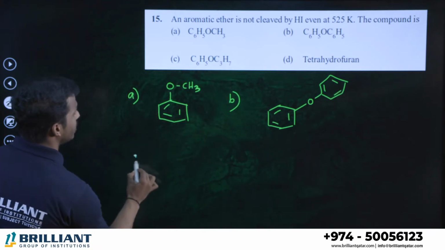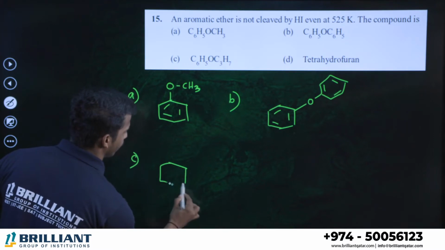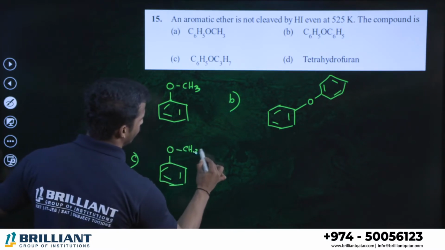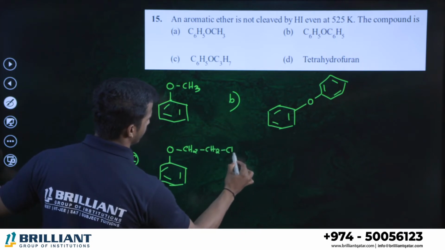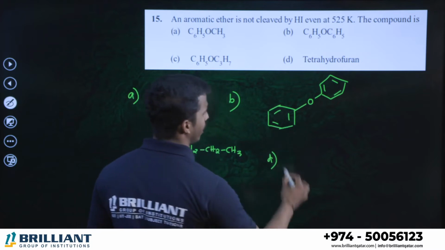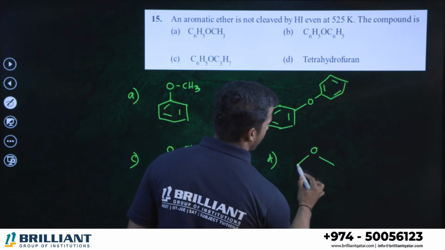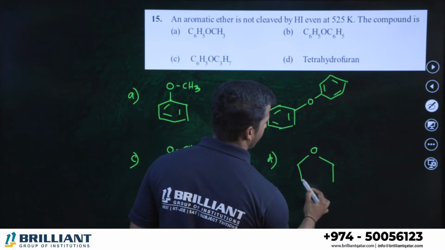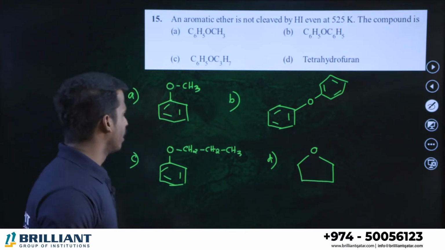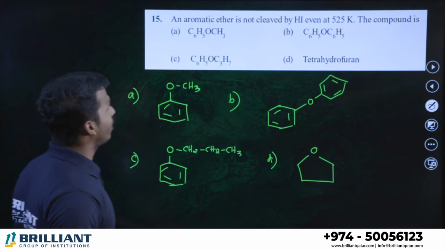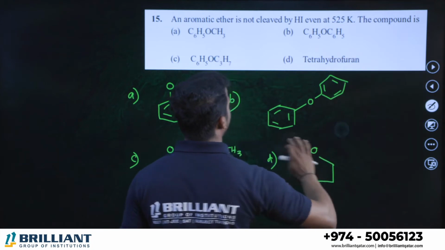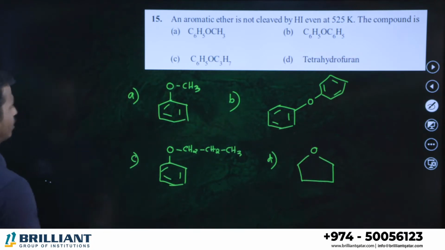Second compound. Option C: C6H5, oxygen, C3H7. That's what? A propyl group: CH2, CH2, CH3, right? C3H7. Option D is given as tetrahydrofuran. It's a heterocyclic compound. You may have studied about furan in the biomolecules chapter. So, dear all of you, which of the following cannot be cleaved by HI? That's the question.